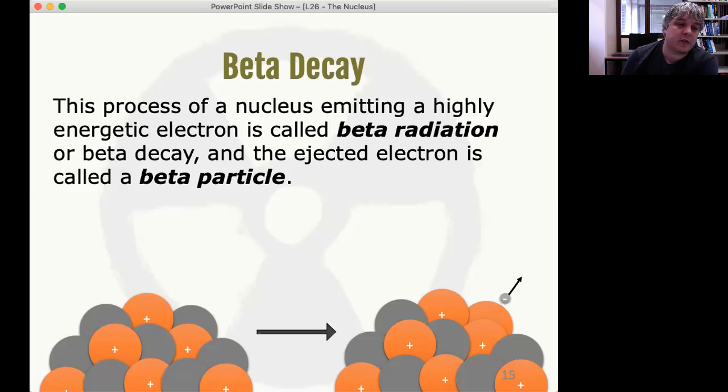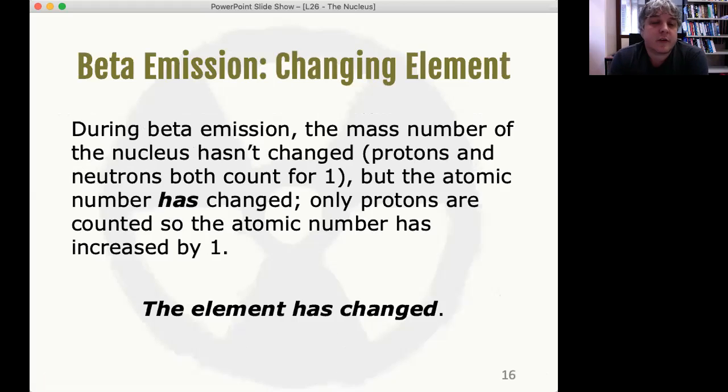The ejected electron is called a beta particle. Now, a beta particle is just an electron. That's all it is. It's just an electron, but it's a highly energetic one that's being emitted from a nucleus. So if an electron is highly energetic and it's just been emitted from a nucleus, that's when we can call it a beta particle. So you can't call every electron a beta particle, just the ones that result from this beta decay.